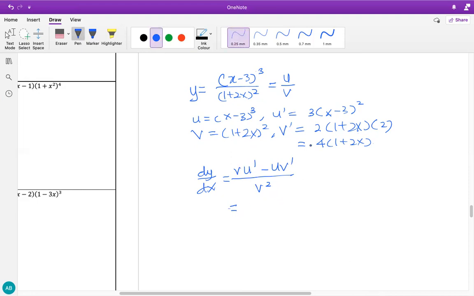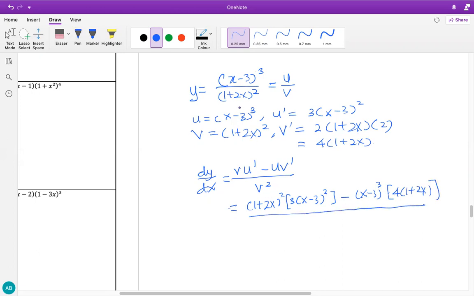So I substitute in. v is 1 plus 2x squared. u prime is 3 times x minus 3 squared. And then you minus x minus 3 cubed multiply 4 times 1 plus 2x, over v squared. v squared is 1 plus 2x squared, and then squared again. So this one squared is 4.